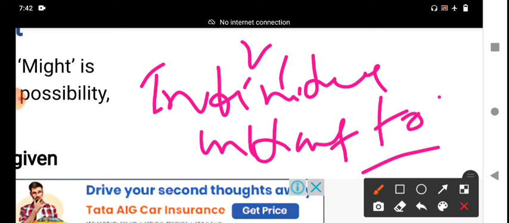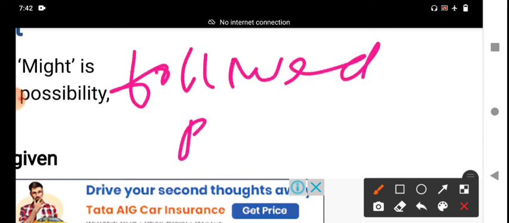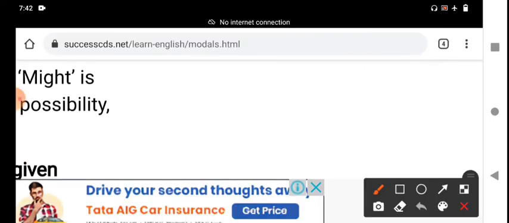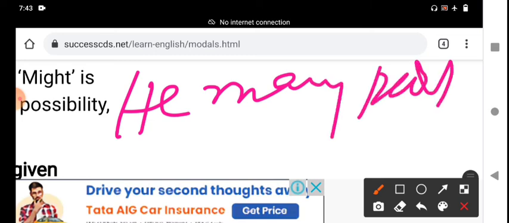May is also one of the functions. May and might both are followed by an infinitive, followed by a bare infinitive. Bare infinitive means plain infinitive without to. For example, he might pass. For example, he may pass. He may pass the examination.